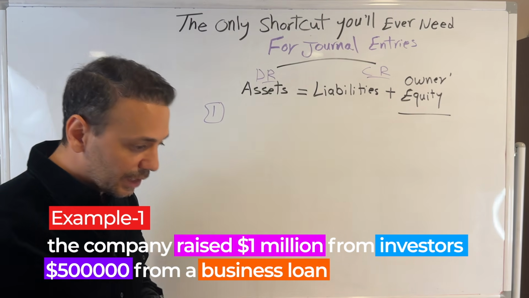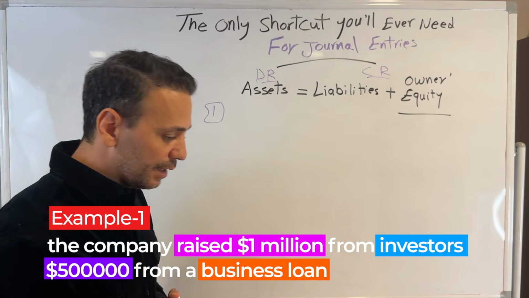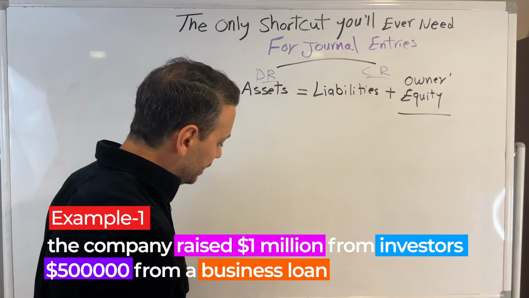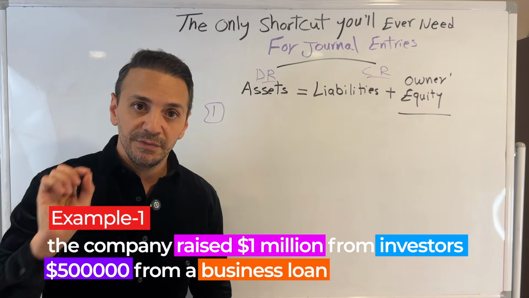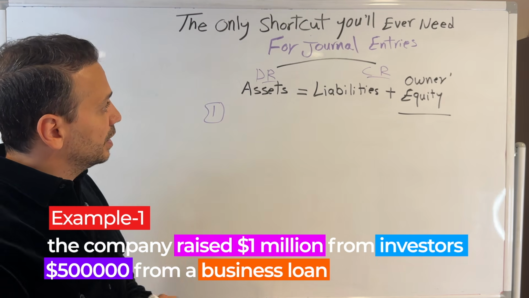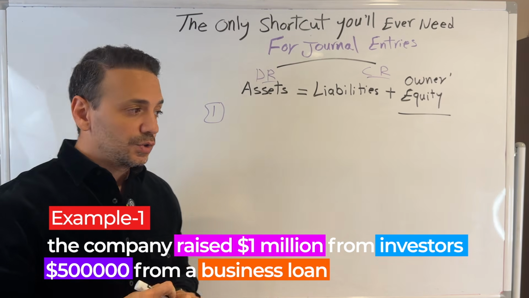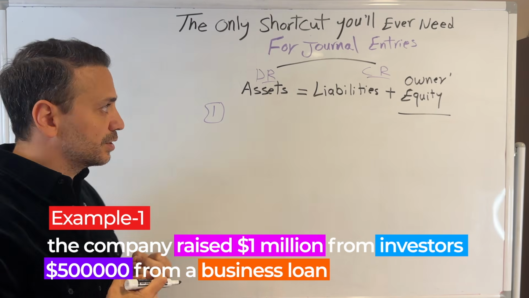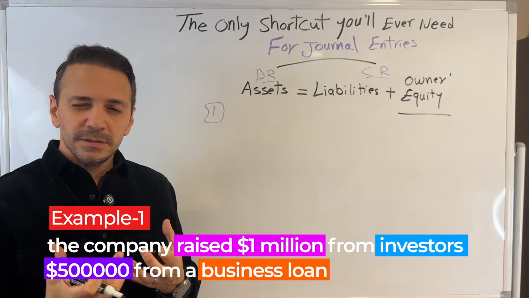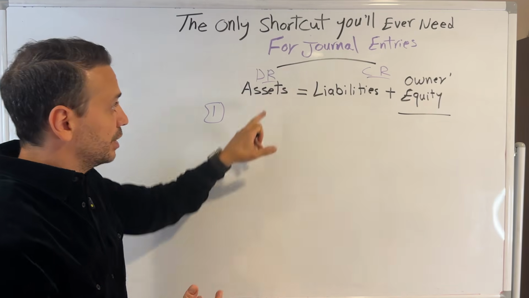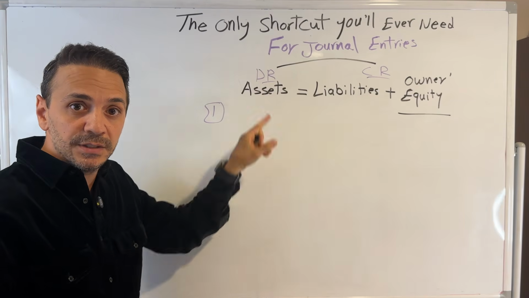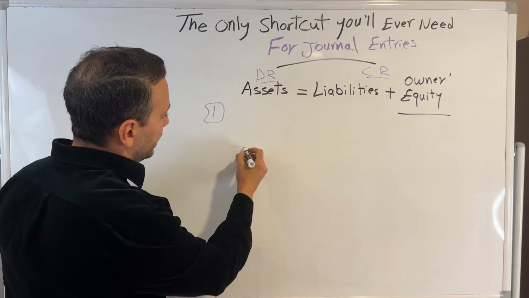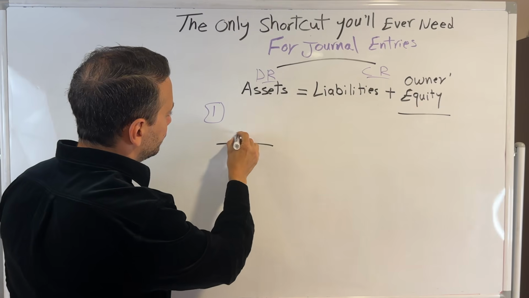Okay, so we have $1 million that came in from investors and 500K from a loan. Let's deal with the $1 million from investors. So you're receiving $1 million, right? So let's begin by choosing which accounts to choose. So you're receiving $1 million coming in. That's cash, all right? Cash is a type of account that sits under assets, right? So we'll create a T account for cash.